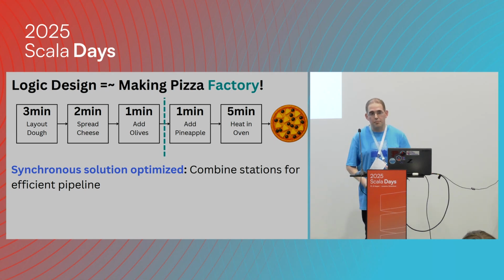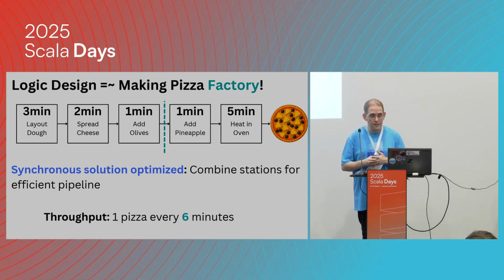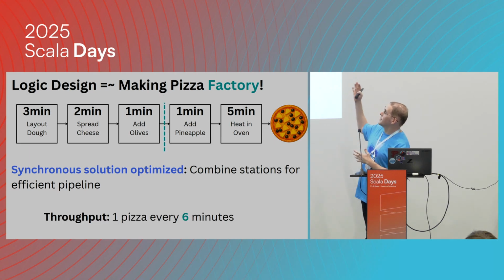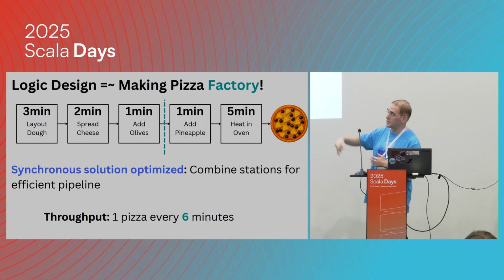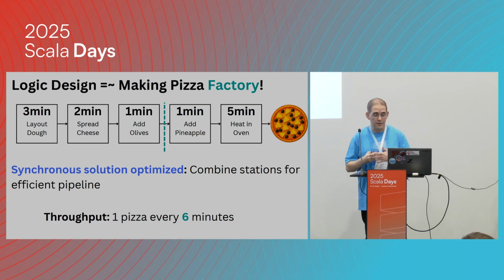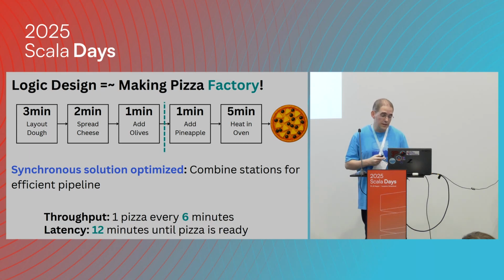So if we look at the potential of how to optimize hardware design, or pizza design in this case, we combine the stations to make an optimized pipeline. In this case, when I divided to have the oven and the pineapple together, and the rest of these stations together, I get 6 minutes for each stage of this pipeline. So one pizza every 6 minutes. And the latency is 12 minutes until that pizza is ready.